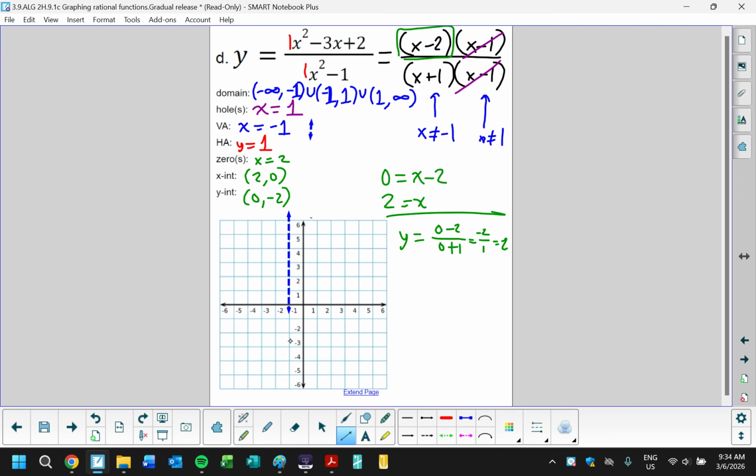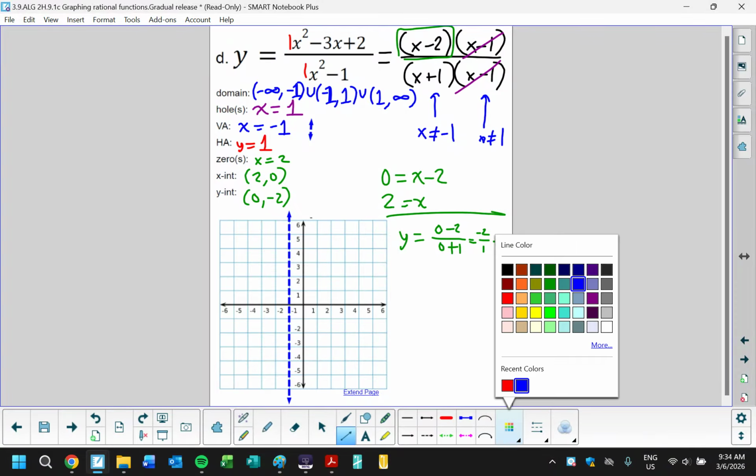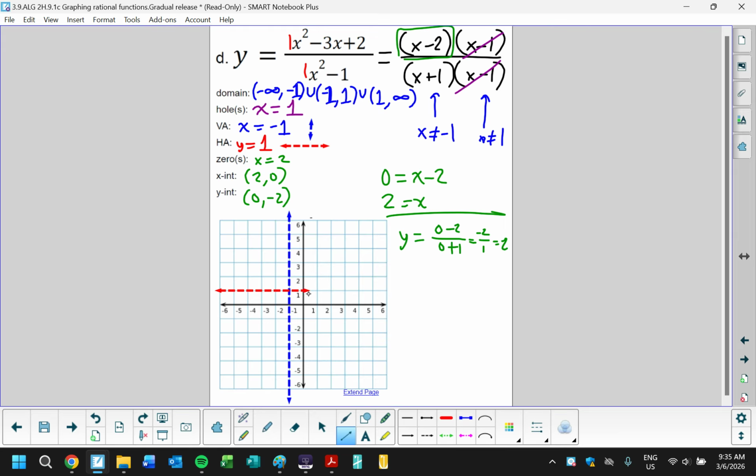Vertical asymptote, -1. Horizontal asymptote, +1. Point values that can be substituted in. X-intercept at 2, y-intercept at -2. Shows us that part of the function, but let's go ahead and test something out.